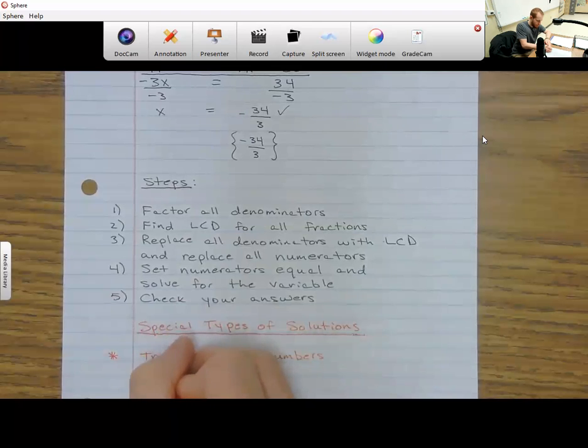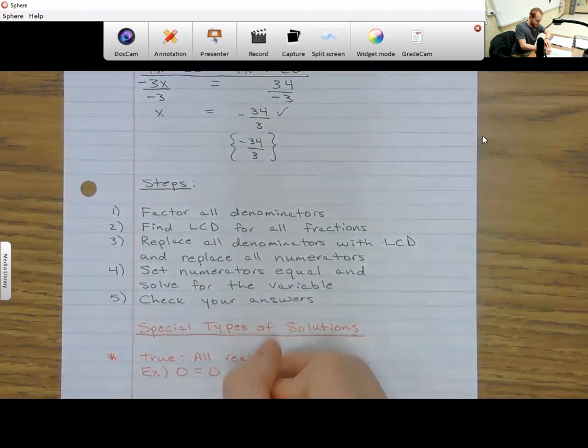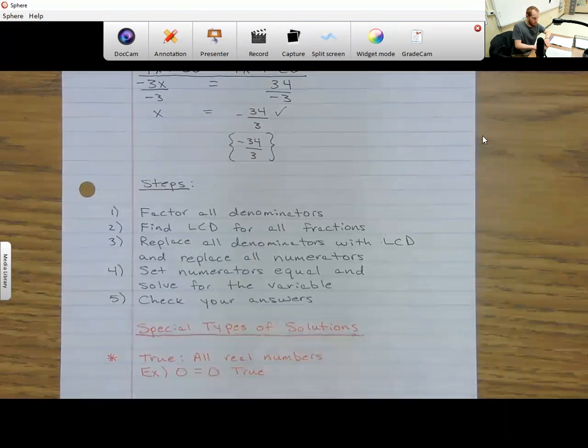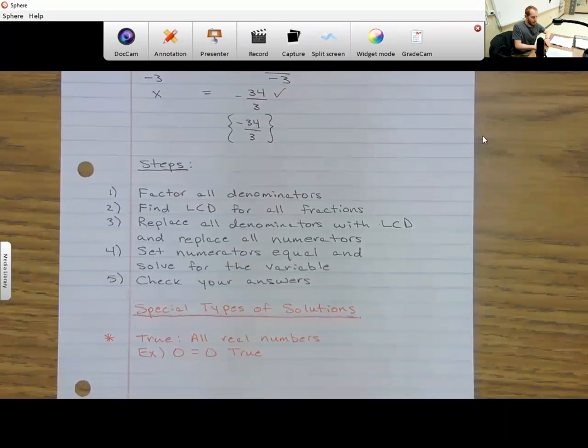So an example of this would be like getting 0 is equal to 0. This would be a true statement, right? This would be a true statement if I got something like 0 is equal to 0. Now, if I got something like this, then I would write all real numbers, because every single real number would be a solution at that point. The other type of solution that you might see is a false statement.